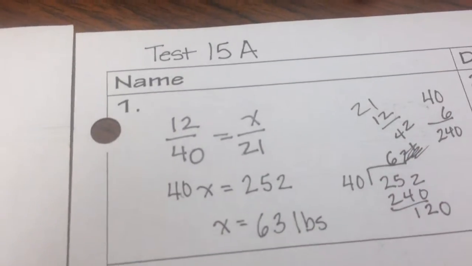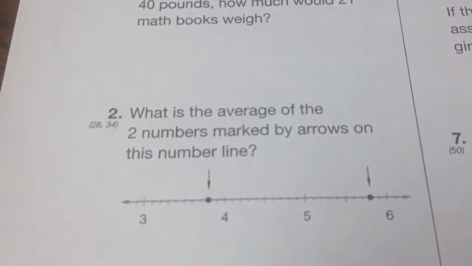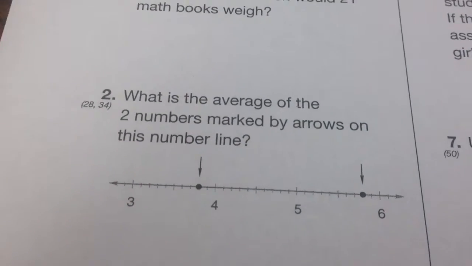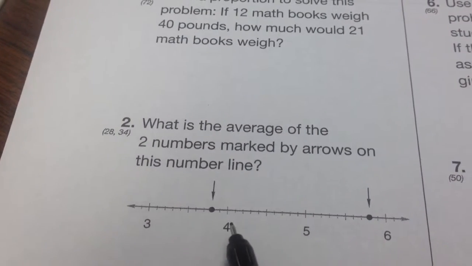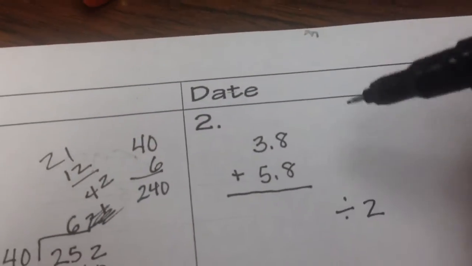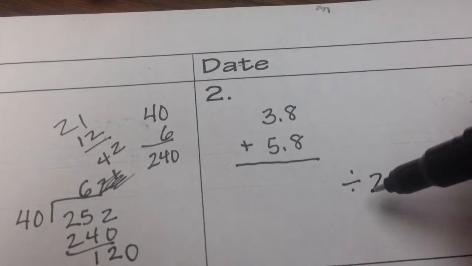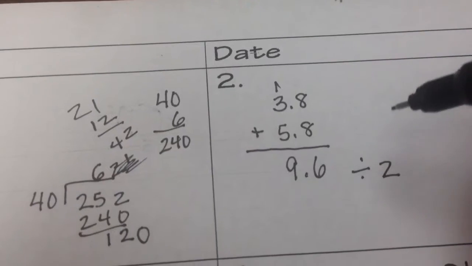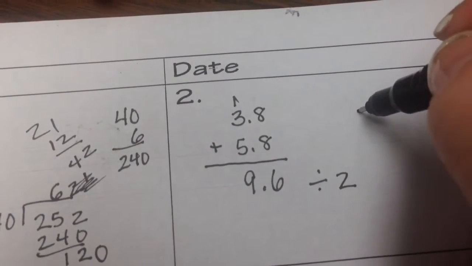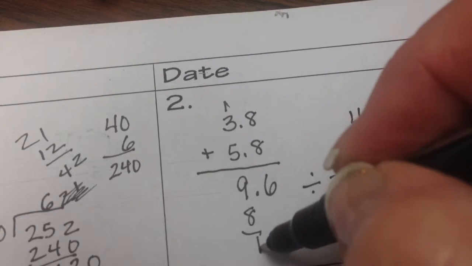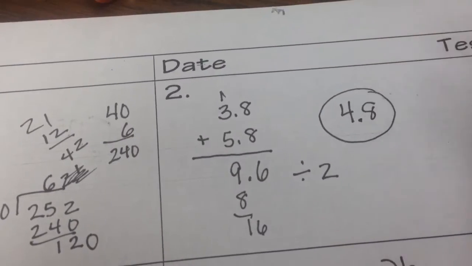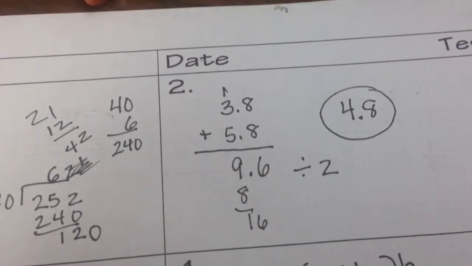Don't forget that label. Number 2 says, what is the average between these two numbers marked on this number line? Well, I counted it out for you, and you're going to have to count out. There's going to be 10 little hash tick marks between here and here. So we have 3.8 plus 5.8, and then we're going to divide that by 2 to get the average, right? So 8 plus 8 is 16. Carry the 1. That's 9.6. 2 goes into 9 4 times. That would be an 8, right? Then it goes into 16, 8 times. So 4.8 would be the solution to that one.